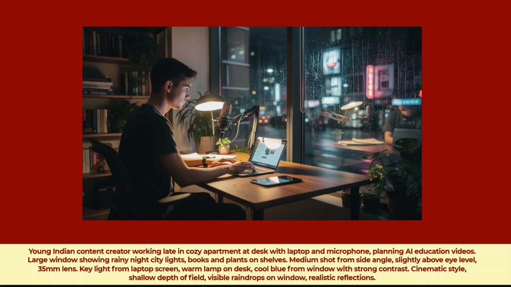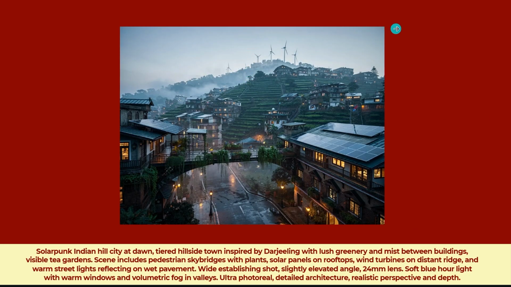Now one more thing that I wanted to test was the context settings. I wanted to see if it understands the location precisely. So I tried a prompt about an Indian hill city at dawn, Darjeeling, and it gets everything perfectly, because they have trained it on context. It will not give you any random pictures. It will think about how the place looks and then create the image according to that. As you can see, it follows everything. "Solarpunk Indian city at dawn, wide establishing shot, slightly elevated angle, 24mm," and all those other things.